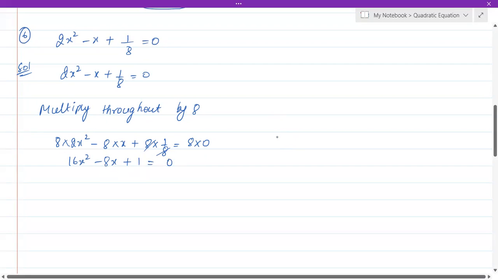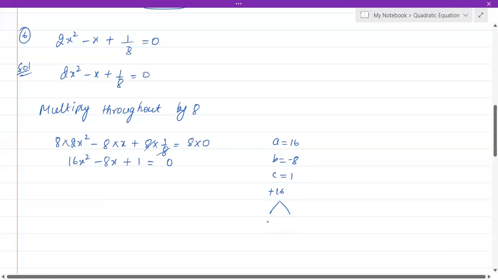Here now let's find the value of a. The value of a is 16 and the value of b is minus 8 and the value of c is 1. So multiply a and c. So it will become 16 into 1. That is 16, isn't it? So a into c will give us 16. Now we have to find two numbers in such a way that if you multiply, you should get 16, and if you add, you should get 8.